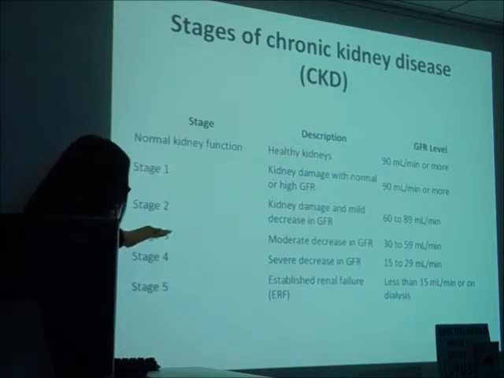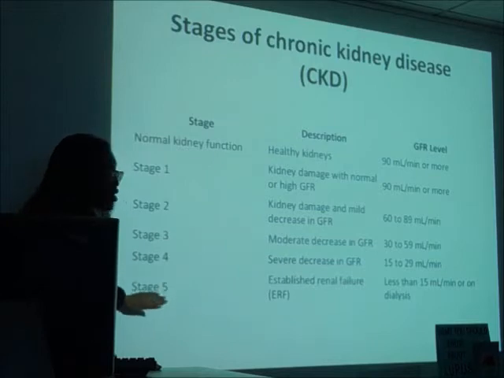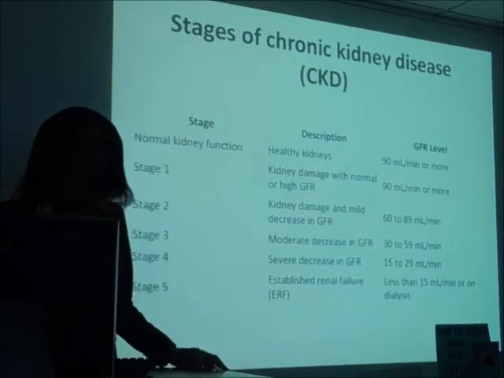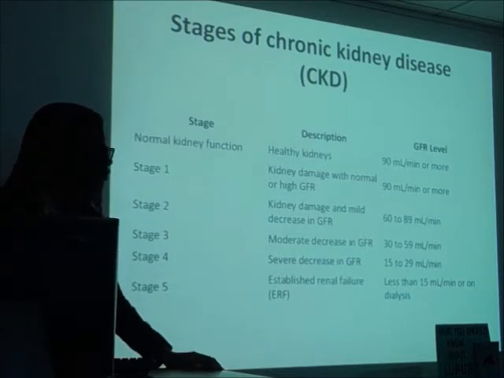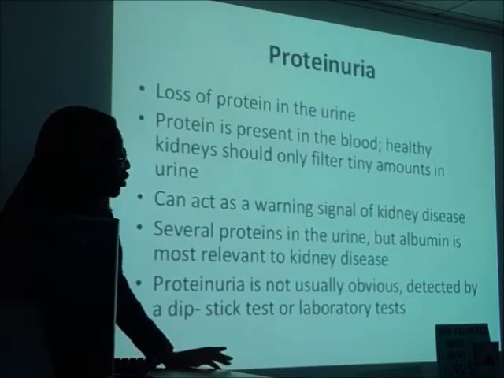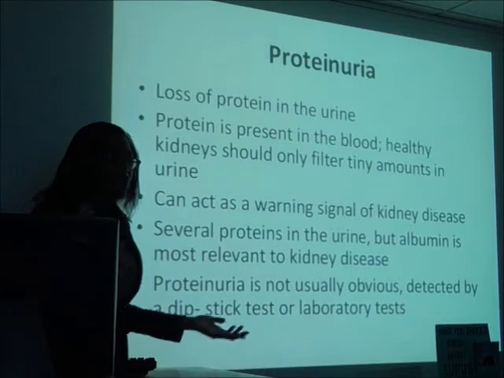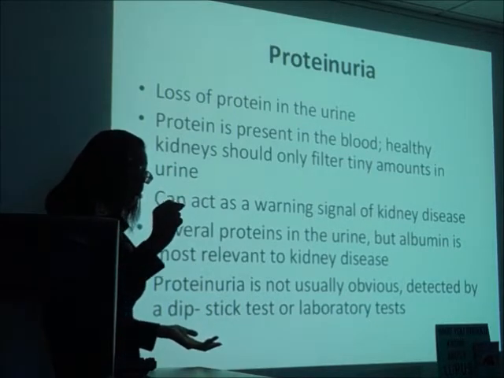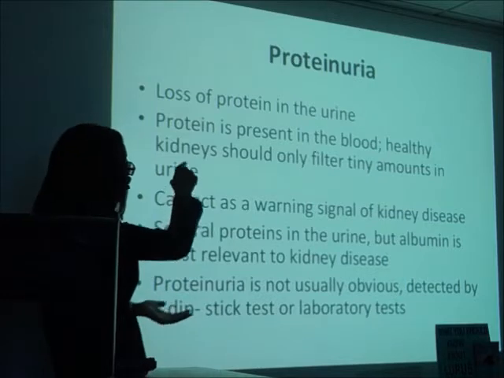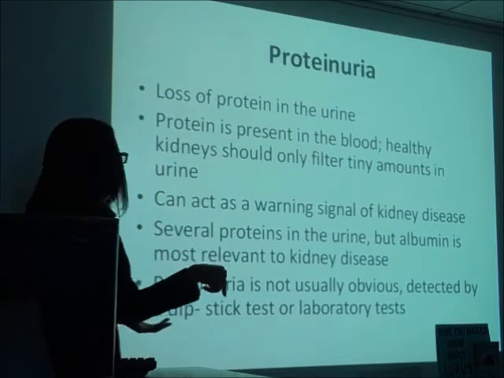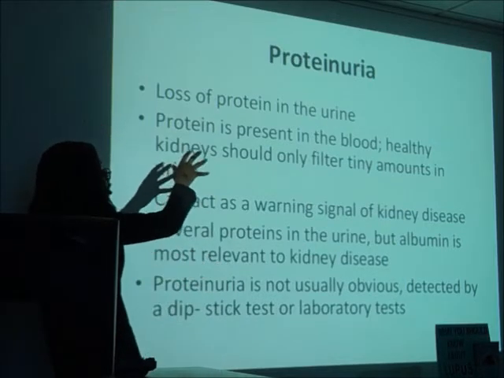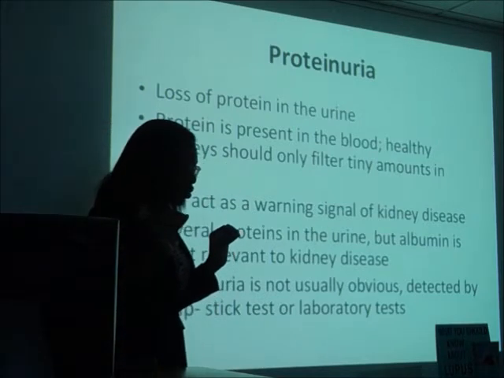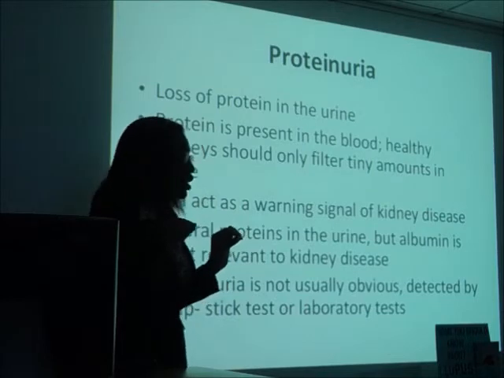If it's anything from 3 down to 5, then usually you will be known to a nephrologist or a kidney doctor. Now, proteinuria. What is proteinuria? Just as the name says, protein, urea in the urine. So proteinuria is protein in the urine, and that's one of the commonest presentations that people with lupus get.